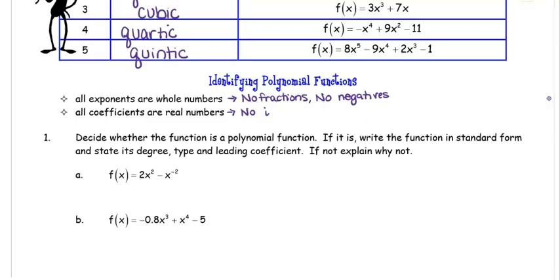So as we take a look at number 1, I want to decide whether the function is a polynomial function. If it is, I want to write it in standard form. I'd like its degree, its type, and its leading coefficient. And if not, I want to be able to explain why not.